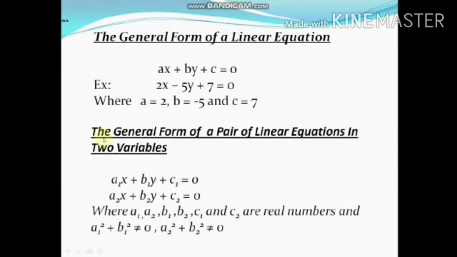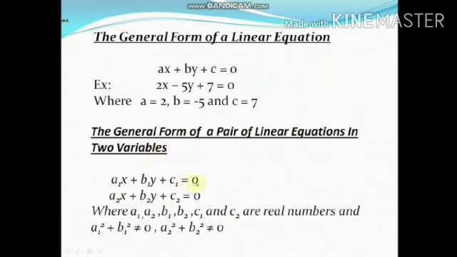As we know, the general form of a linear equation is ax plus by plus c equals 0. For this example, 2x minus 5y plus 7 equals 0, we can easily see here the value of a is 2, and the value of b is minus 5. It means when we are comparing, at that time we have to take the number with its sign, and the value of c is here 7.